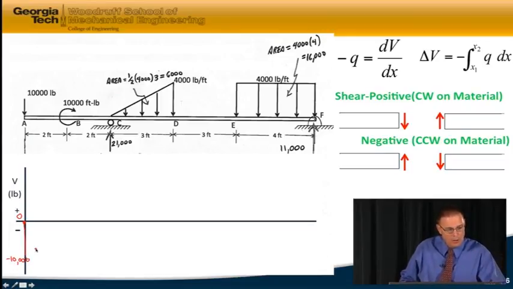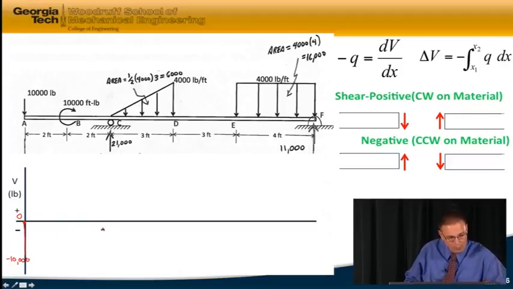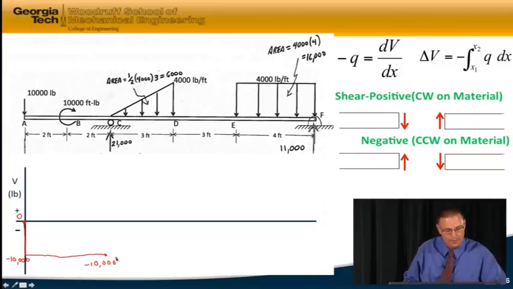And now we don't have any change in the shear between points A and C. There's no other shear forces being applied. There is a moment, but that's not going to affect the shear force. And so we go out to point C here, and the shear force diagram stays at minus 10,000 pounds.